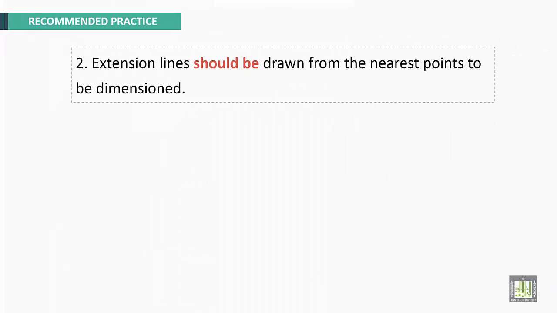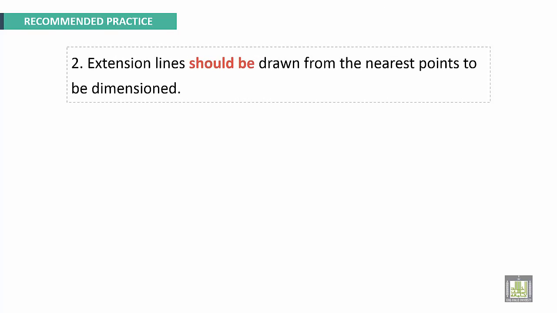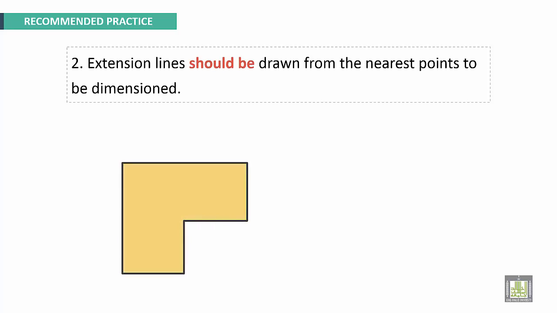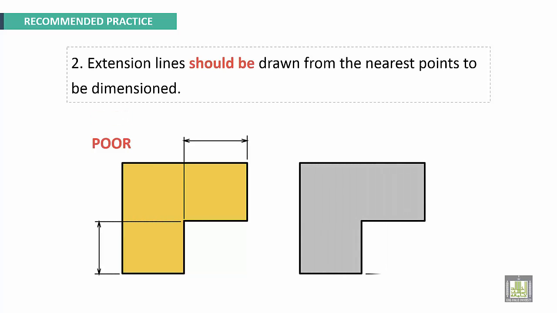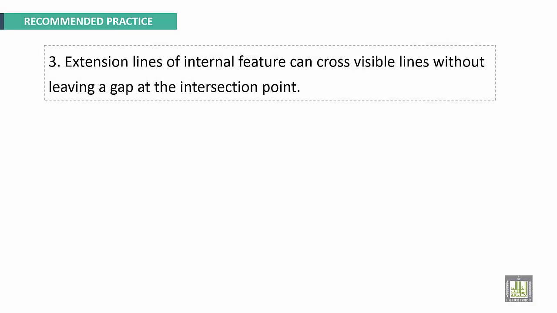This is good. Extension lines should be drawn from the nearest points to be dimensioned. For example, this representation is poor. These dimensions should be reversed in sides, here and here. This is good. Extension lines of an internal feature can cross visible lines without leaving a gap at the intersection point.